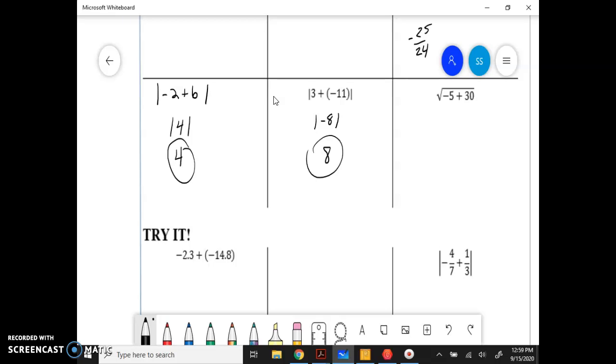Okay, and with a square root symbol, this is also a grouping symbol, so we need to simplify underneath before we take the square root. So -5 plus 30 is going to be 25. And hopefully we know what the square root of 25 is, but if you didn't know that, you can use your calculator. Remember, you have to hit that second key and then the x squared button to get your secondary function. Type in 25, press enter, and get 5. Okay?